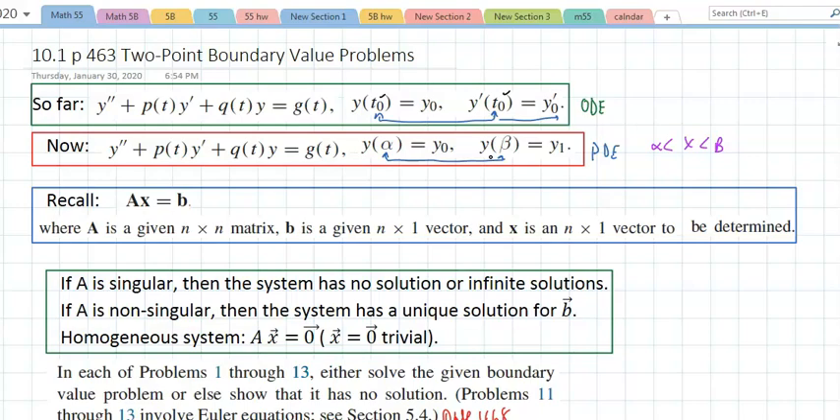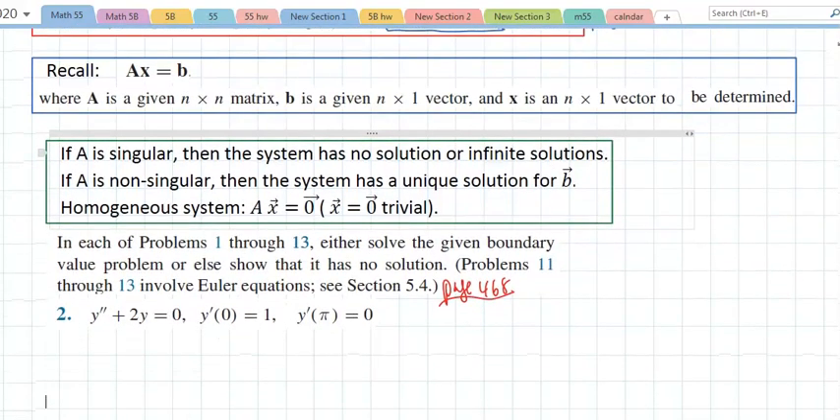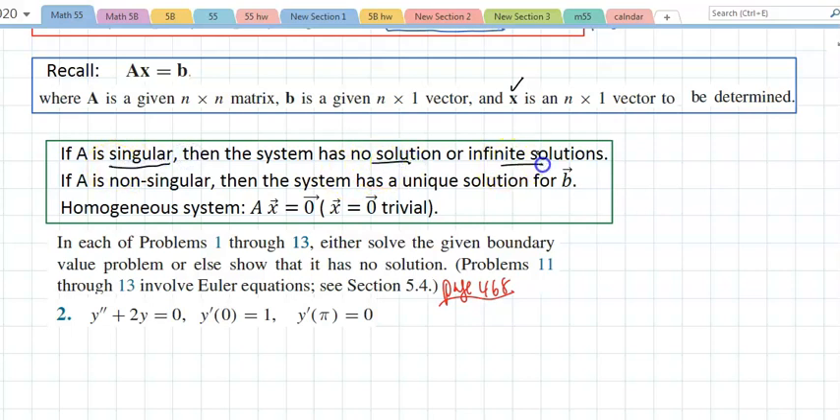And I need to remind you of a bit of linear algebra, just a bit. Recall that Ax equals b, where A is an n by m matrix, b is an n by 1 vector, and x is what we're looking for. If A is singular, then the system has no solution or an infinite amount of solutions. If A is non-singular, then the system has a unique solution.